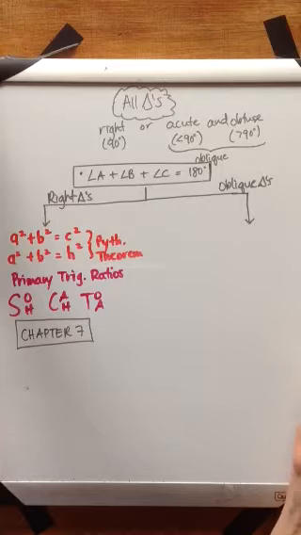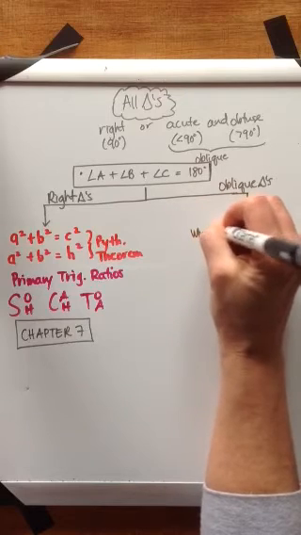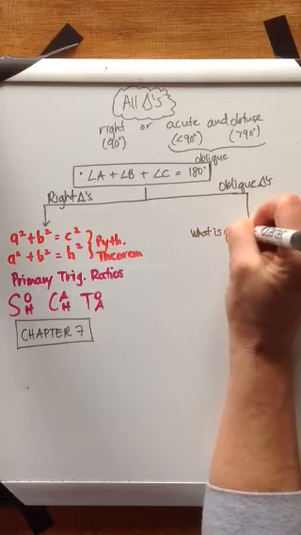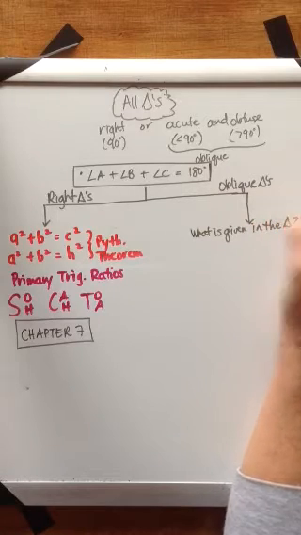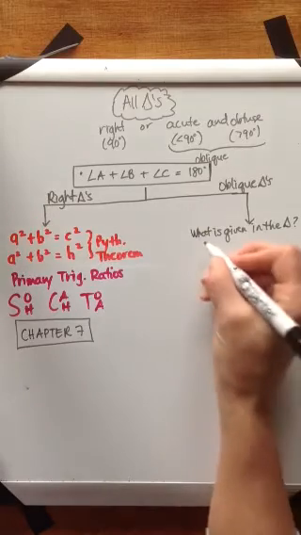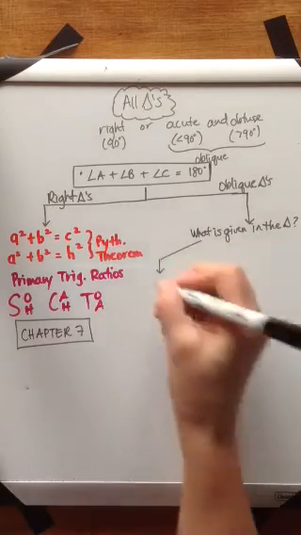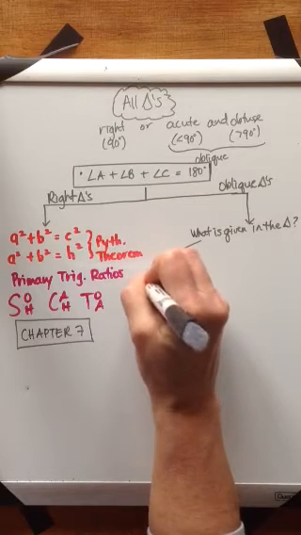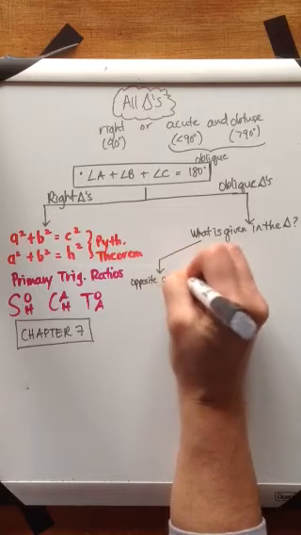So when you get to an oblique triangle, the first thing you need to ask yourself then is, what is given in the triangle to help decide which tool to use? What's given? What are you trying to find? So the first scenario that we looked at in this unit is, what if you are given an opposite angle side pairing?